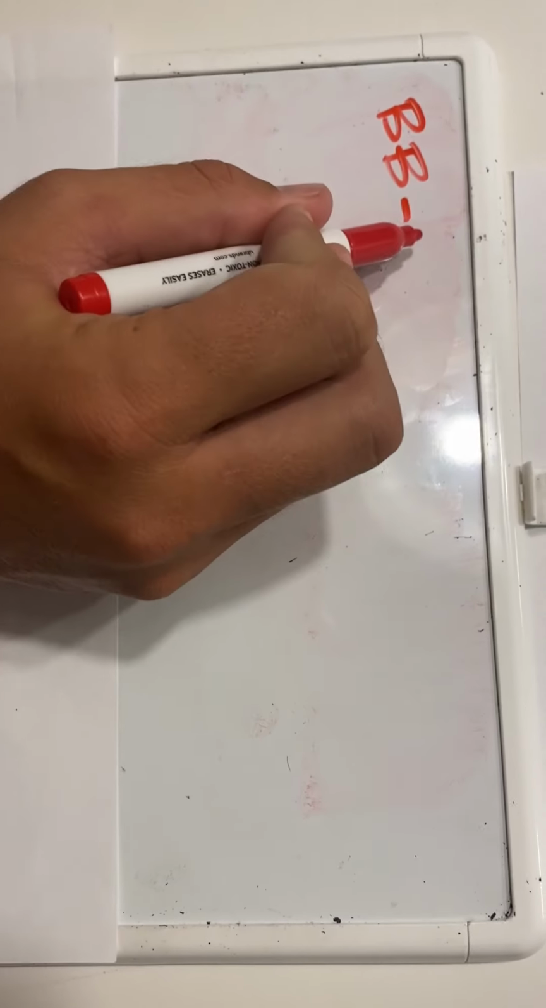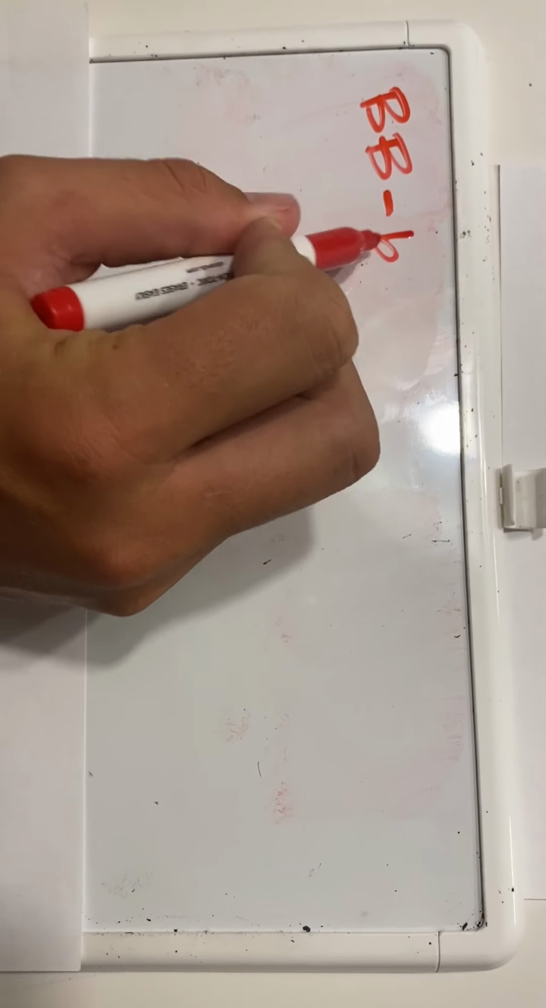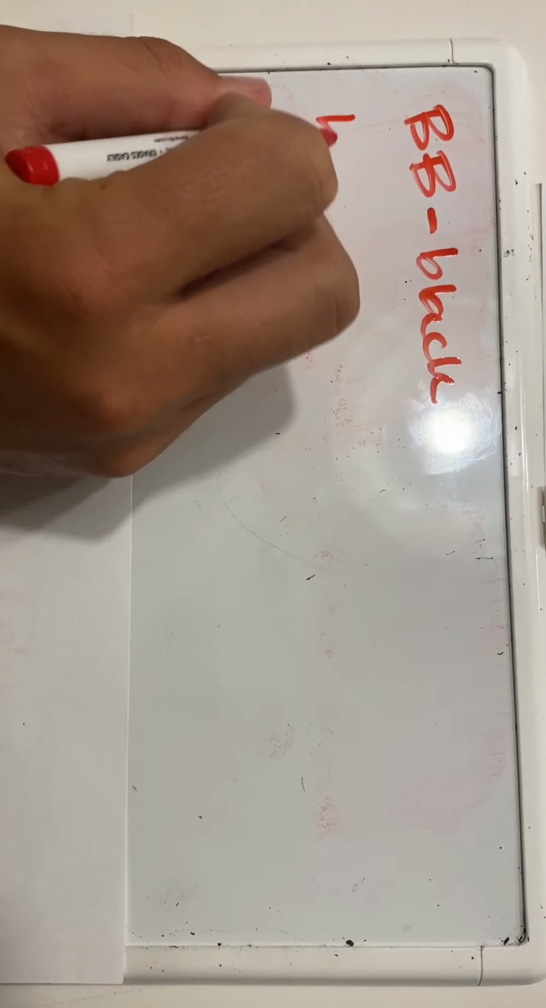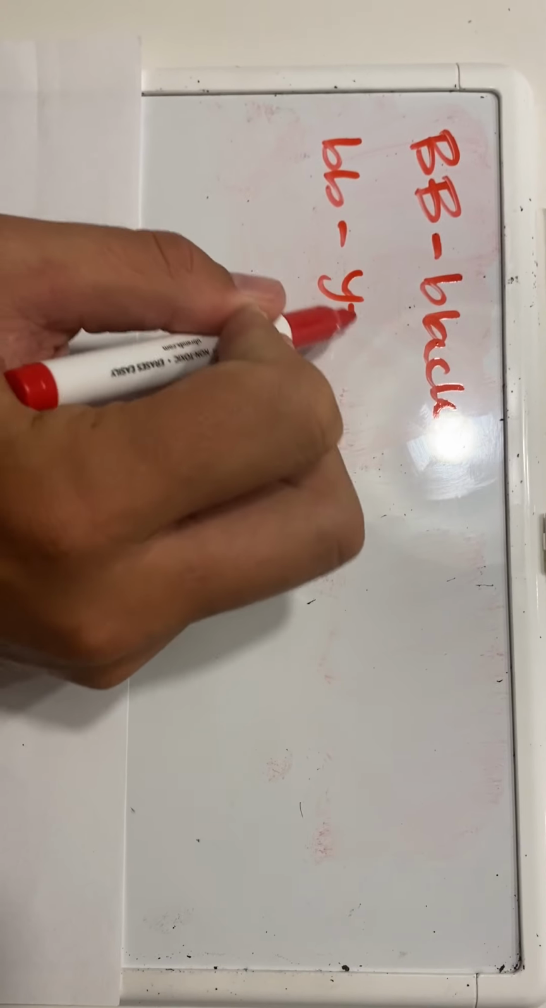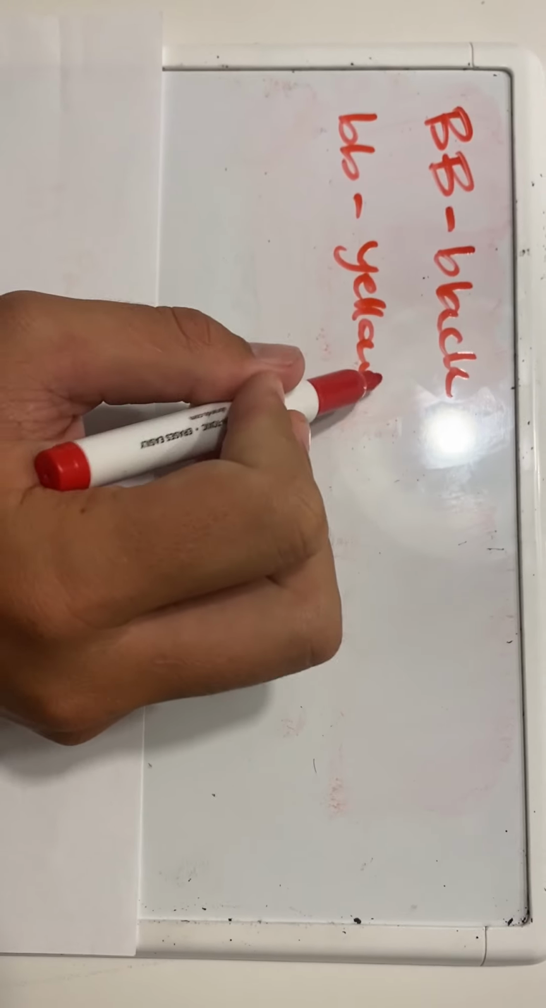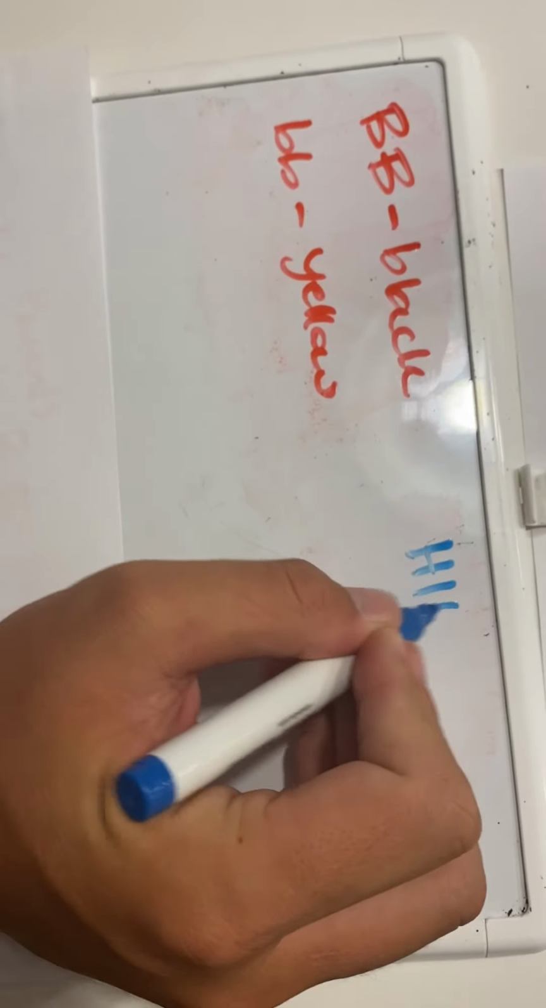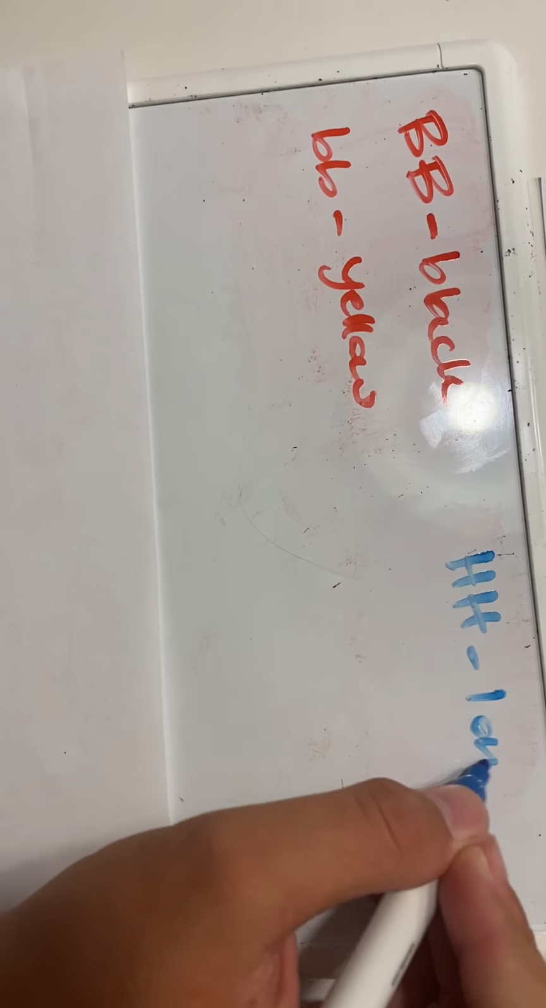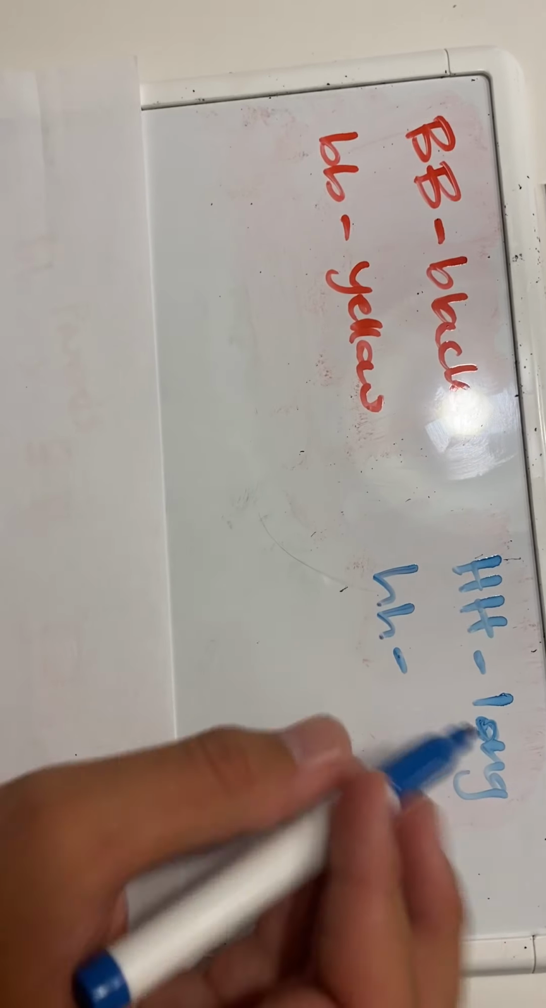So now we will transition into the process of tortoiseshell phenotypes in cats. So, as you all know, two big B's would represent the dominant trait color, black, in cats, while two little b's would represent yellow, which is the recessive, not as common color. In fur, big H would represent the dominant long hair trait, while two little h's would represent short hair.